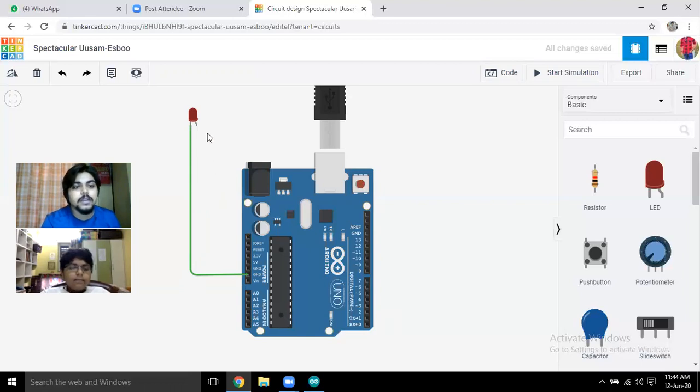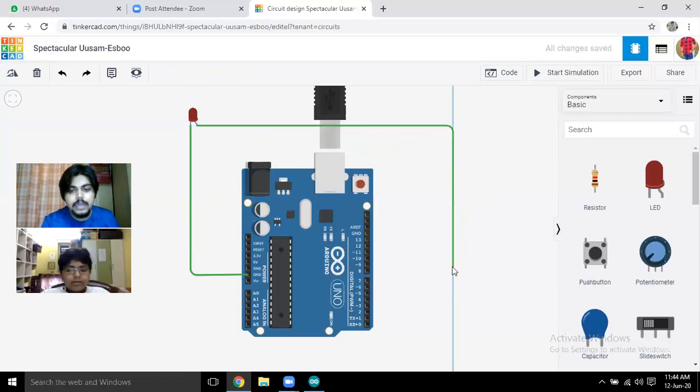So what should I do? I will take this wire and connect it to any of the digital pins. Okay, I'm connecting it to 8. Now you tell me, why have I connected the LED to a digital pin? We have connected the LED to the digital pin so that we can give logical instructions and set up instructions.